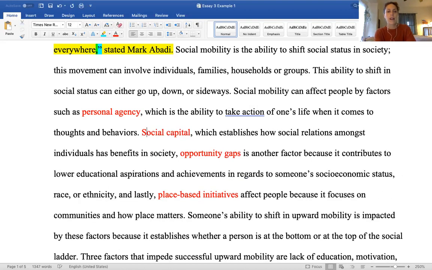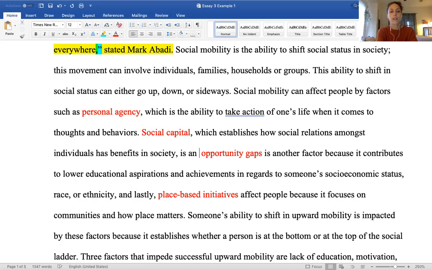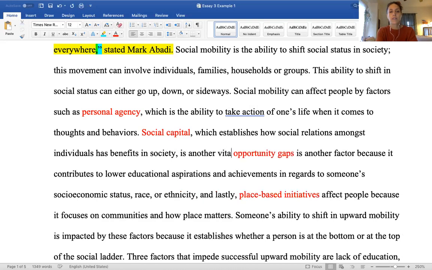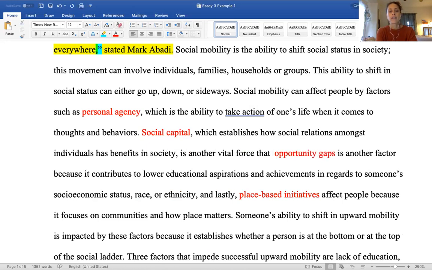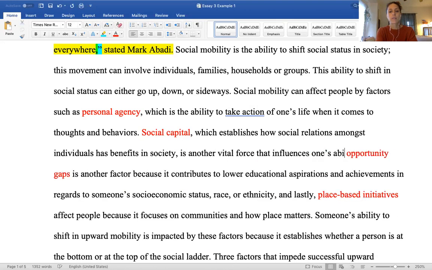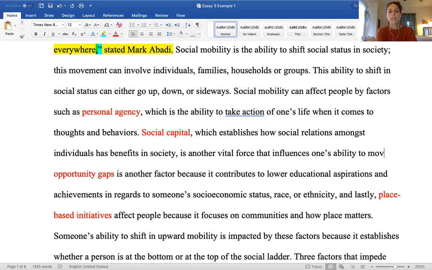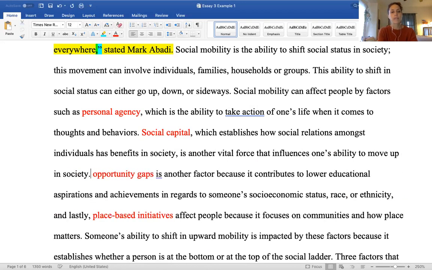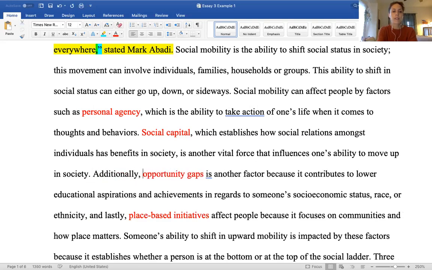We can say social capital, which establishes how social relations amongst individuals has benefits in society, is another vital factor, another vital force that influences one's ability to move up in society. Okay, good, we have that sentence. Additionally, opportunity gaps are another factor.